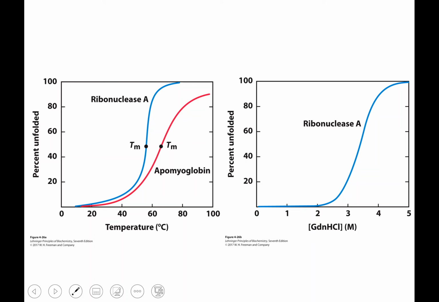Okay, this is an example of ribonuclease A. Okay, and if you do the derivative of this and find the maximum there, in this case, since it's with temperature, we refer to it as a Tm, or a melting temperature. Okay, it's not really melting, but it's unfolding. Okay.